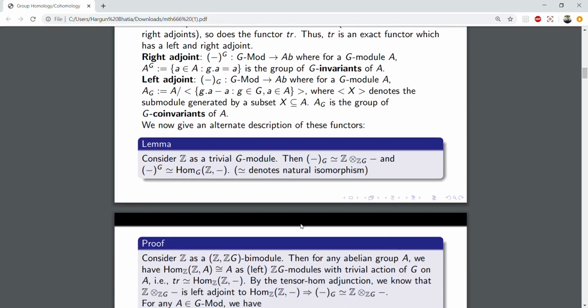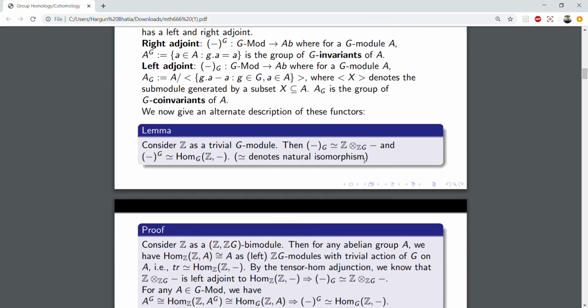If you consider Z as a Z-ZG bimodule, then this tensor product functor, we already know, has a right adjoint Hom, right? The tensor-Hom adjunction. Using the tensor-Hom adjunction, we know that the functor Z tensor over ZG is left adjoint to this functor Hom_Z(Z, -). Now what is this functor? Remember, this is a functor from abelian groups to G modules, and given any abelian group A, Hom_Z(Z, A) is just A, right? It's isomorphic to A.